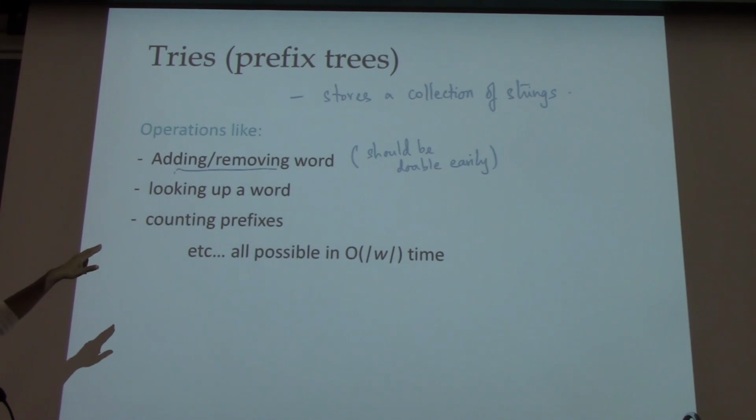Okay, and also we want to look up a word. Okay, so this is probably the operation we want to be the fastest, right? Because we have a fixed dictionary and we want to make multiple queries to it. Okay, so this is something you want really fast.